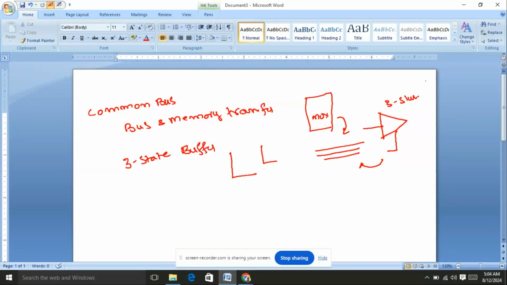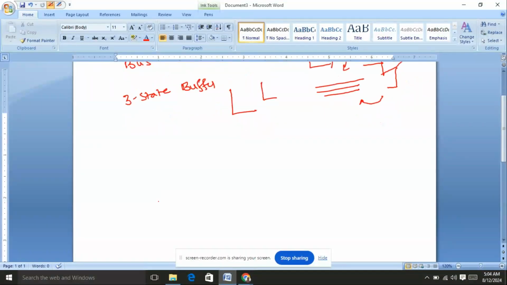So, first of all, we know what a buffer is. Generally, the buffer is a small electronic circuit or electronic element which has one input and one output. The buffer does not change any input value. That means if we give 1 as the input, we get 1 as the output. Suppose we give 0 as the input, we get 0 as the output.